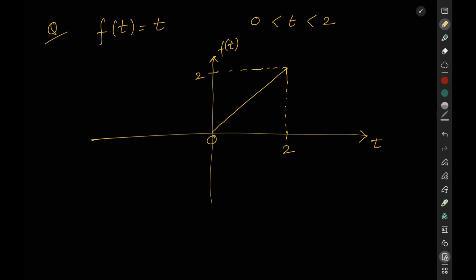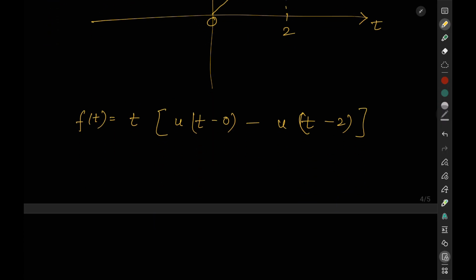Now we have to represent this in terms of unit step functions. The function is changing its value at t equal to 0 and t equal to 2. So we can write f(t) as t times (u(t minus 0) minus u(t minus 2)). Now u(t minus 0) is equal to 1, so it becomes t minus t u(t minus 2).